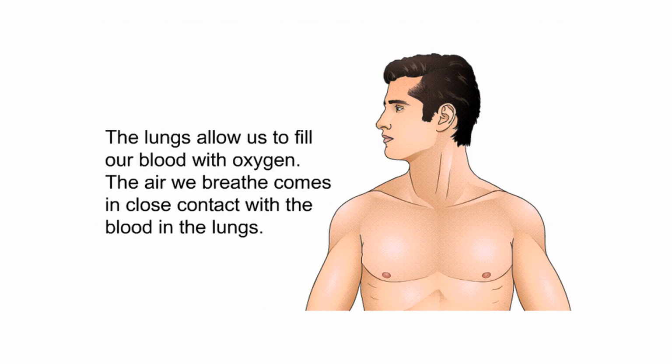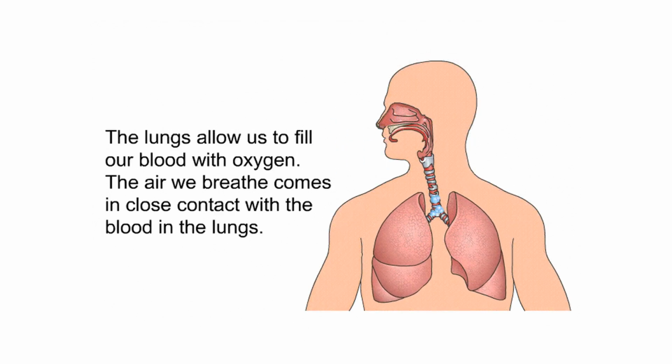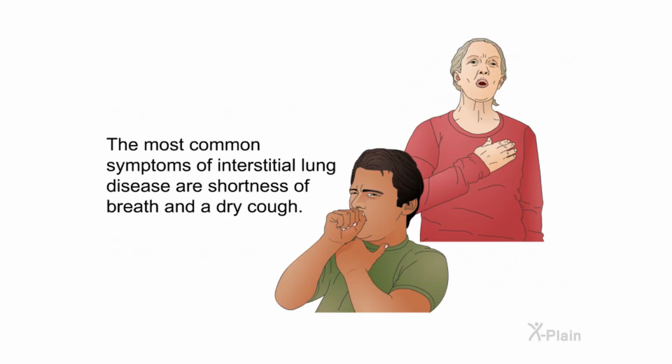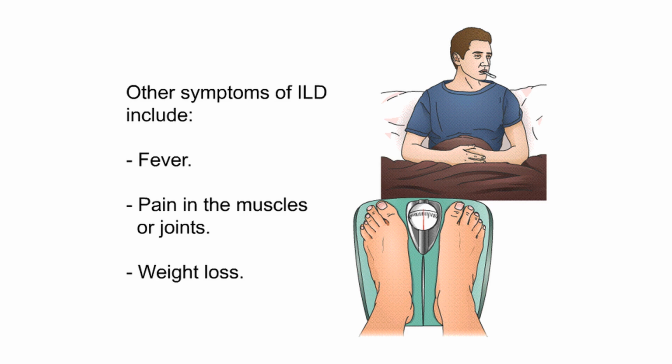Summary. The lungs allow us to fill our blood with oxygen. The air we breathe comes in close contact with the blood in the lungs. Interstitial lung disease, or ILD, is a large group of diseases that cause scarring and inflammation in the lungs. Scarring of the lungs is called pulmonary fibrosis. The most common symptoms of interstitial lung disease are shortness of breath and a dry cough. Other symptoms of ILD include fever, pain in the muscles or joints, weight loss.